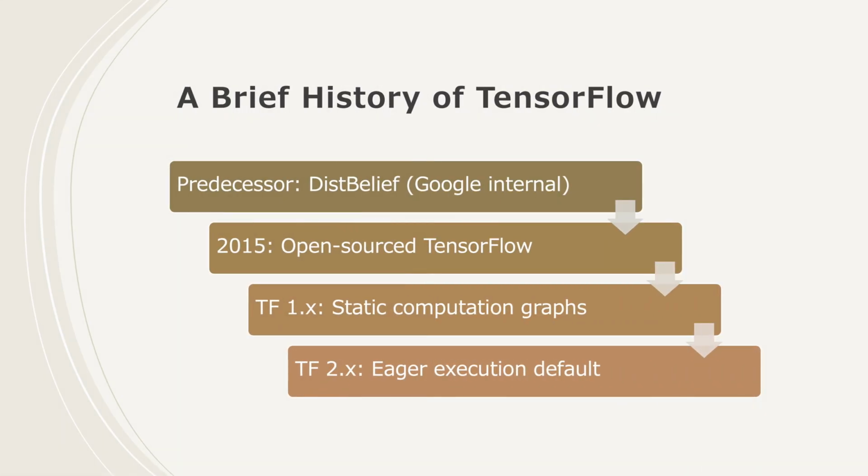Before TensorFlow, Google used an internal distributed system called DistBelief. In 2015, TensorFlow was released publicly. The early versions, called TensorFlow 1.x, required defining computation graphs before execution. In 2019, TensorFlow 2.x introduced eager execution by default, making it more intuitive and Python-friendly. This evolution significantly improved usability.